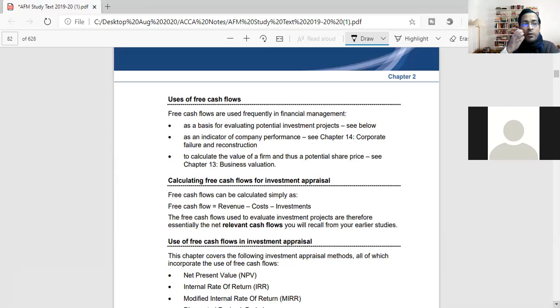For example, you are living in your flat, which is worth 1 crore or $1 million, right? There must be some monthly rent that you could have collected if you were not residing there. That money that you could have collected is called opportunity cost. If you are doing any appraisal for your own investment or business, you need to consider how much rent you could have generated. Okay, so that's the use of free cash flow. Few other points as a basis of evaluating potential investment projects. That's the use. Why should we consider this as an indicator of company performance?